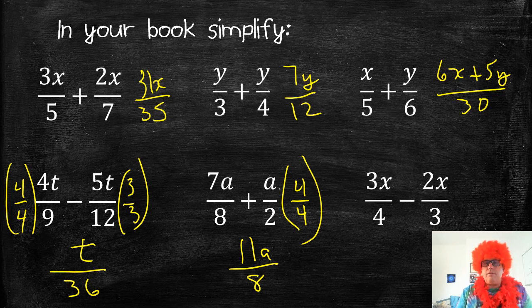And the last one, my lowest common multiple of 3 and 4 is 12, so that'll be my denominator. So I'm going to have 9x minus 8x, I'm going to end up with x over 12 will be my answer.